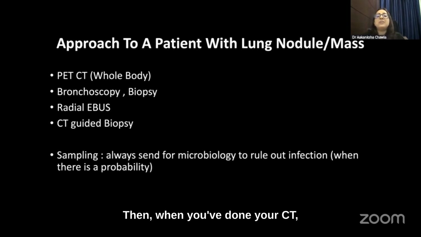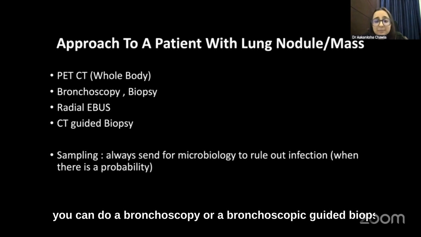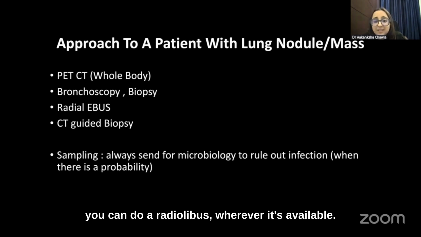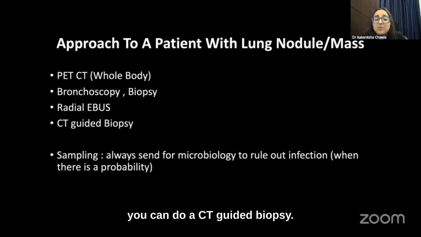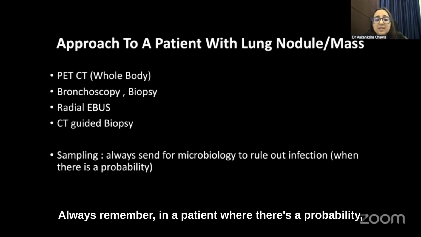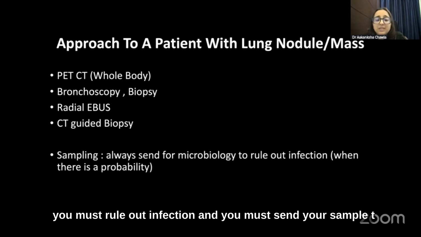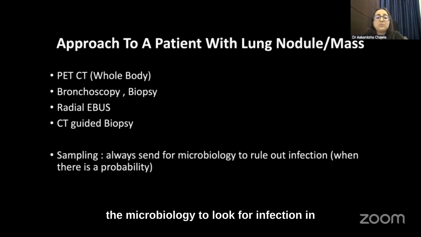Then, when you've done your CT, you see a nodule or a mass. Now, what do you do further? What should be your plan of action? If not already done, you do a whole body PET CT. Depending upon the location, if it is a central nodular mass, you can do a bronchoscopy or a bronchoscopic guided biopsy for your patient. If it's a peripheral mass or a nodule, you can do a radial EBUS wherever it's available. Then, if it's attached to the chest wall, you can do a CT guided biopsy. Always remember, in a patient where there is a significant history, you must rule out infection and you must send your sample to microbiology to look for infection in a specific subset of patients always.